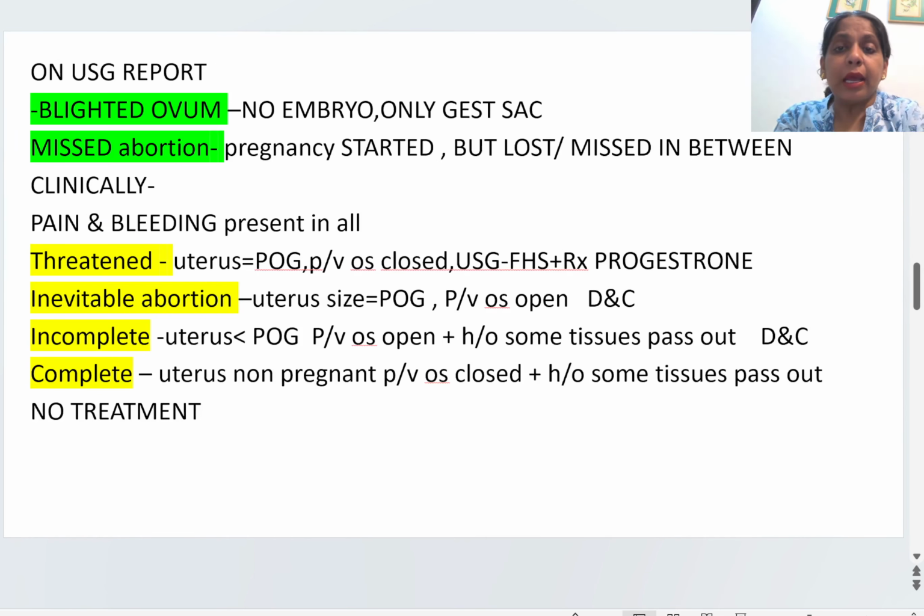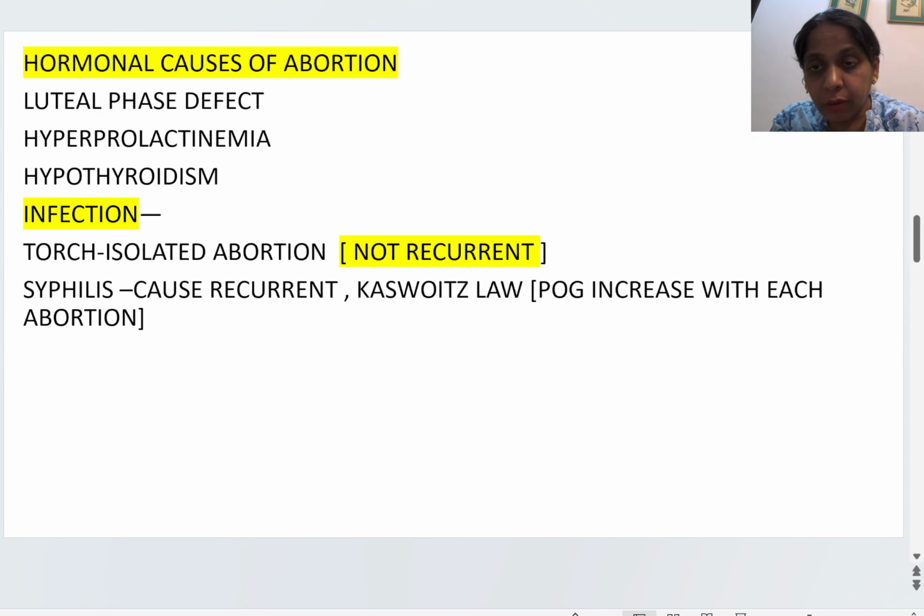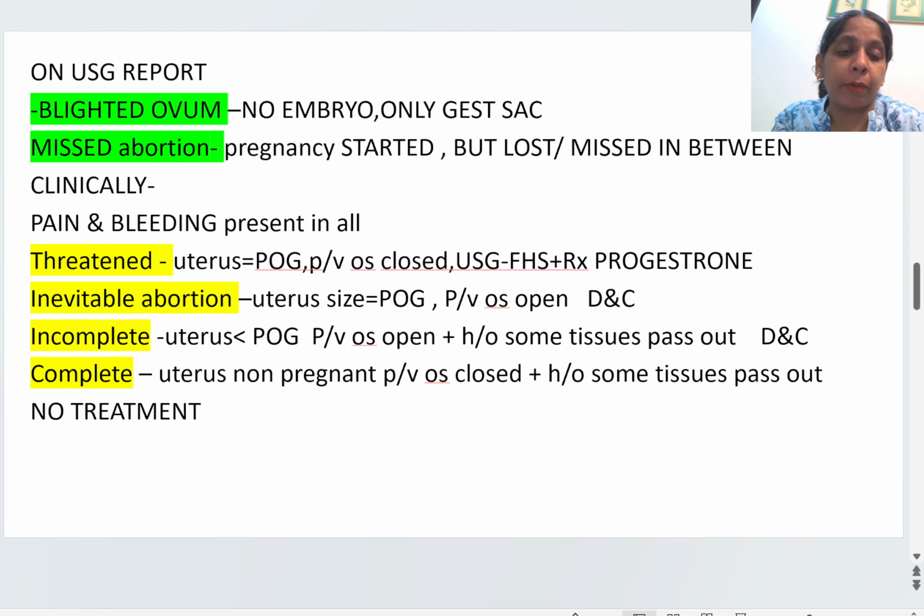Next is blighted ovum. Now let's see different types of abortion on the basis of ultrasound report. One term is blighted ovum. It means that the gestational sac is formed, but no fetal pole is in it. No fetus, no fetal pole, no embryo was formed. If only the gestational sac is there, then it is known as blighted ovum.